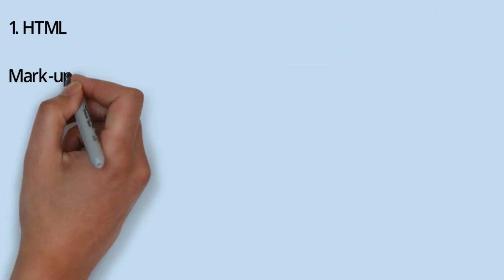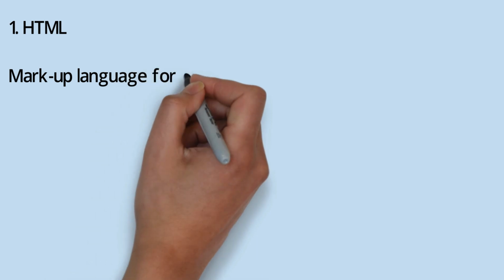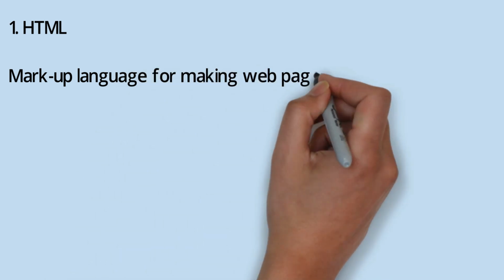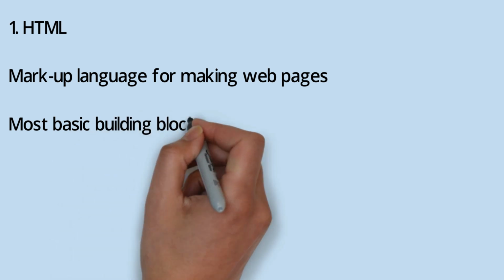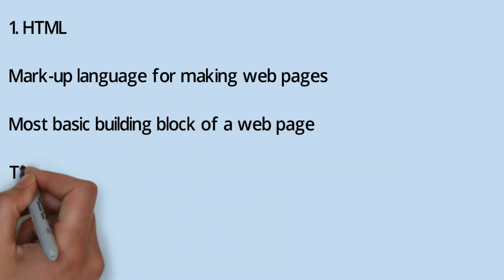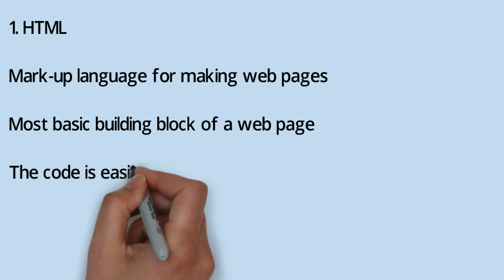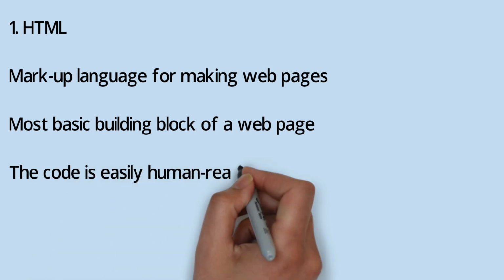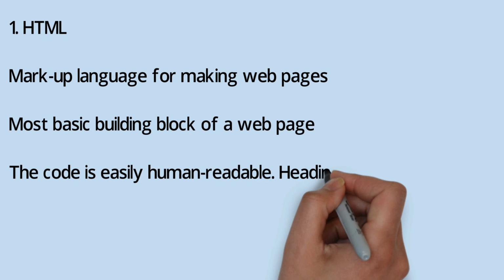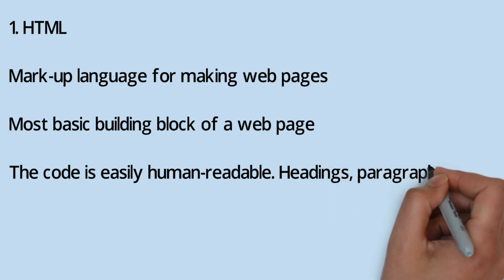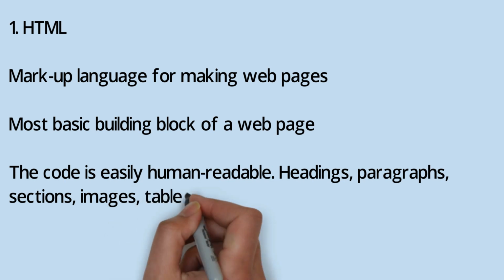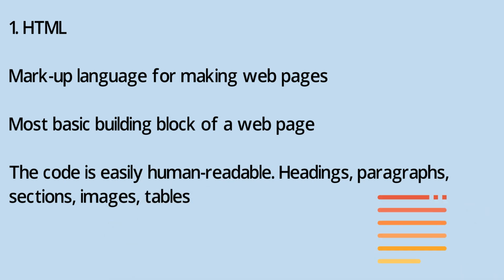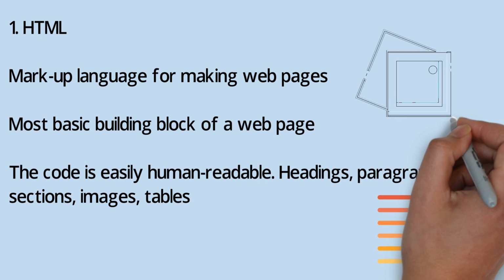HTML. HTML is not a programming language but a markup language for making web pages. It means that HTML has a set of rules to write code that is easily human readable. HTML is the most basic building block of a website. Regardless of the frameworks or libraries that you use, everything will be integrated with HTML for the creation of web pages. Some of the HTML elements include headings, paragraphs, sections, images, and tables.